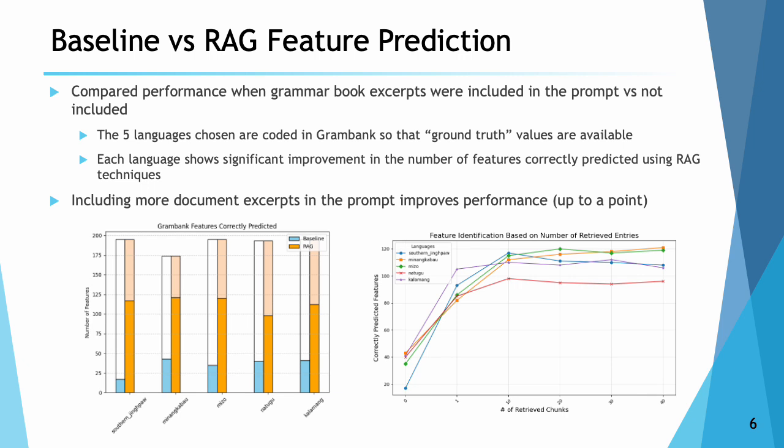So a natural extension would be to include more excerpts from grammar books to see if that further increases performance. And so for each language, we performed experiments that included an increasing number of pages in the prompt, up to 40. Our results show that performance increases as more documents are added, but it pretty quickly plateaus.